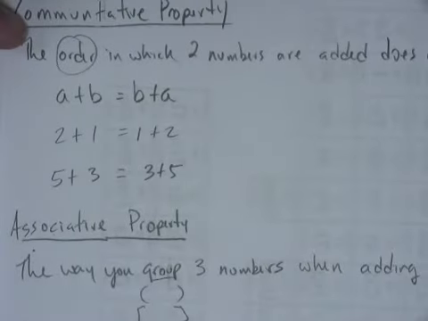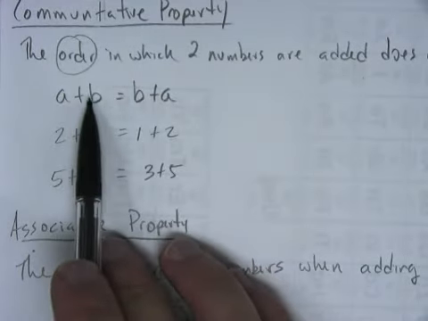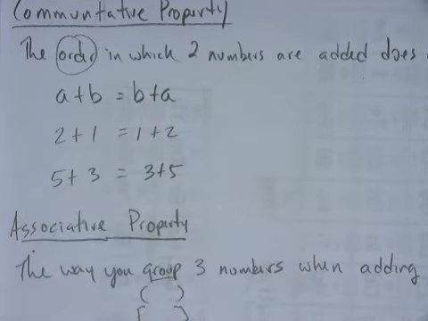We've got the commutative property, and it's all about order. By the way, when you commuted to school today, that means you moved. When you hear the word commutative property, think of these things as moving. So it was AB, now it's BA. They switch spots. That's how you want to think of the commutative property.